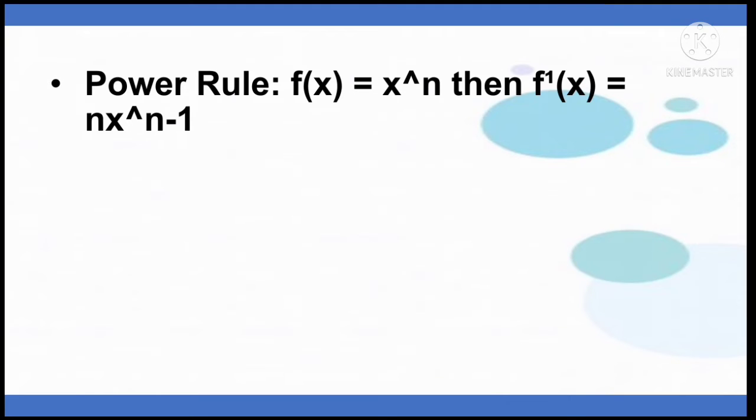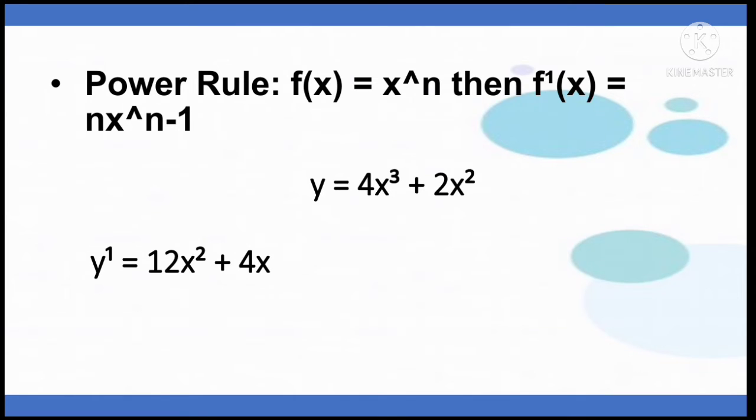Next would be the power rule, where f of x is equal to x raised to n, then the derivative of f of x is equal to n x raised to n minus 1. So given this example here, where y is equal to 4x cubed plus 2x squared, if we were going to find the derivative, it would look like this. The result would be f prime, or the derivative of y, is equal to 12x squared plus 4x. And this would be the process of applying this power rule.